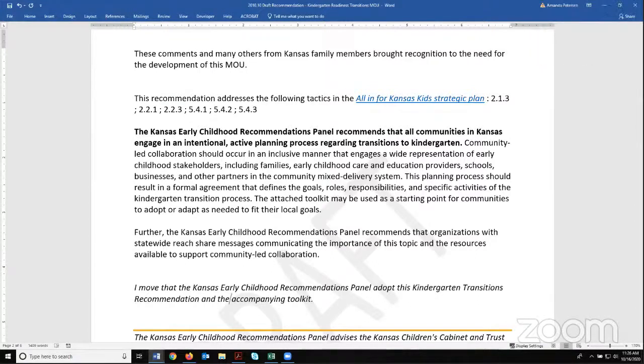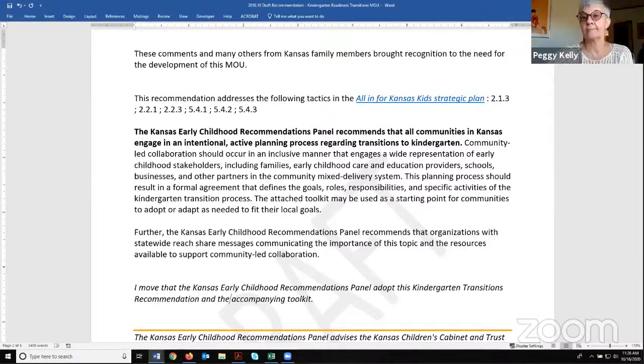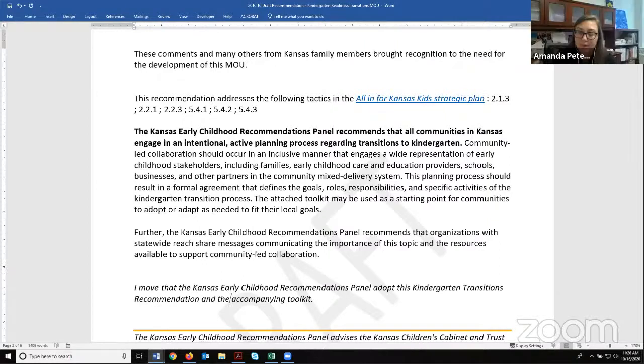This is Dave Lindeman. Do we adopt this, or do we recommend that the cabinet adopt it? That is an excellent point, Dave. We serve as an advisory group to the cabinet. So I do think that it could be very appropriate that we recommend that the cabinet adopt this recommendation. What do you think, Peggy, as the maker of the motion?